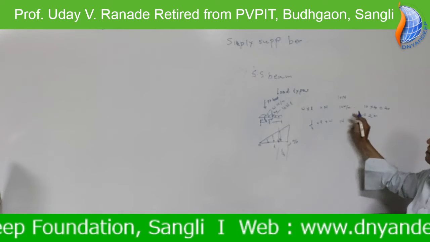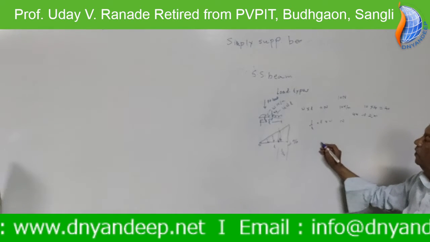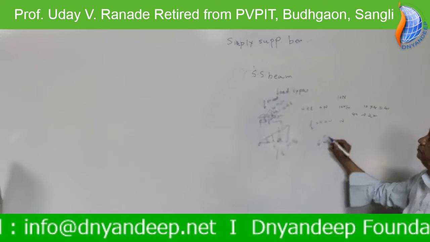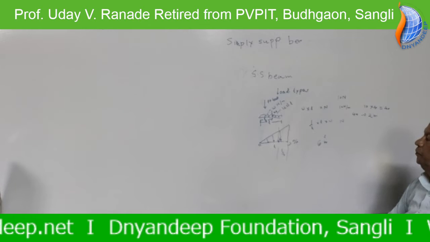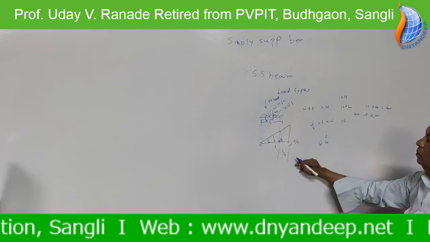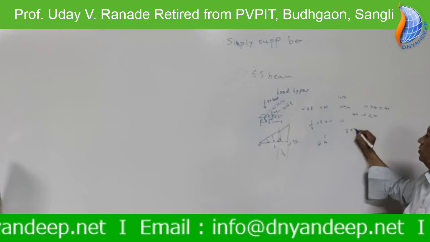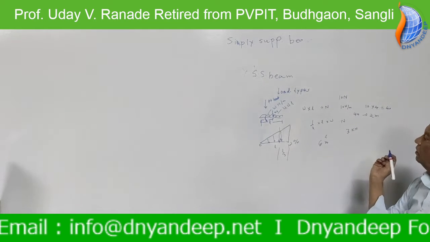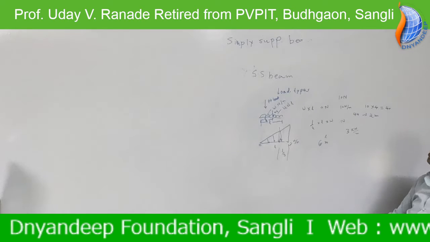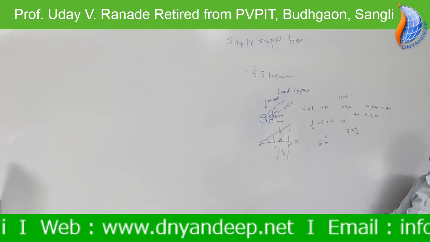This is first case, second case, third case. Now third case, suppose length is, let us take 6 meters to simplify, and let us take W intensity to be say 3 kilonewton per meter. 1 kilonewton is 1000 Newton. We will calculate the total load, and we will find out the point at which it acts.